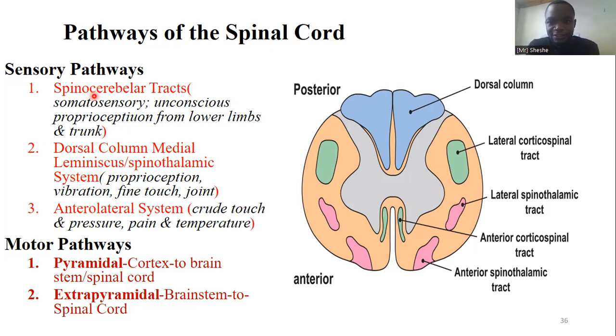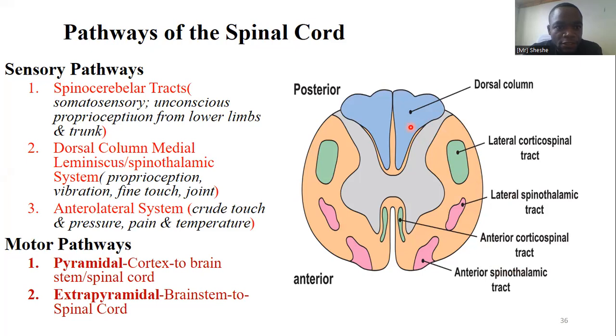Spinocerebellar tract. Okay. Now, the spinocerebellar tract is in the dorsal column. This one here. So it is transporting information. Sorry, the spinocerebellar tract, not this one. This one is spinothalamic. This is the dorsal column. The dorsal column is for the thalamus.